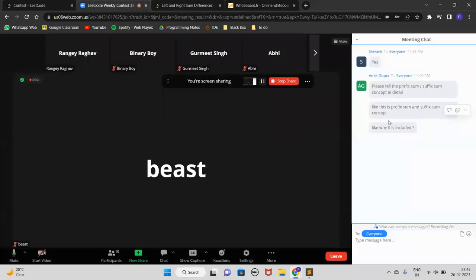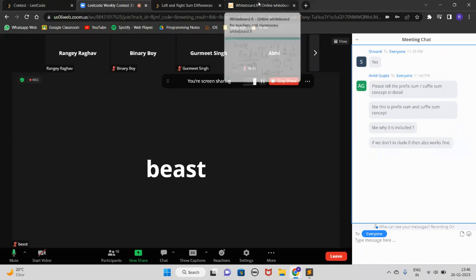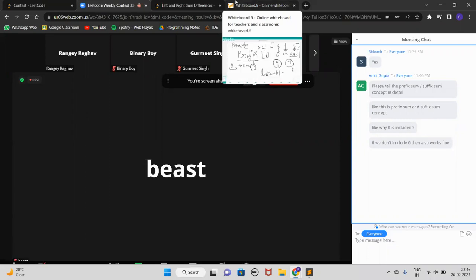So this is the reason that we use 0. If we don't include 0, then also it will work fine. Yes, 0 is here only to make our implementation easier. It will not change the concept as such.